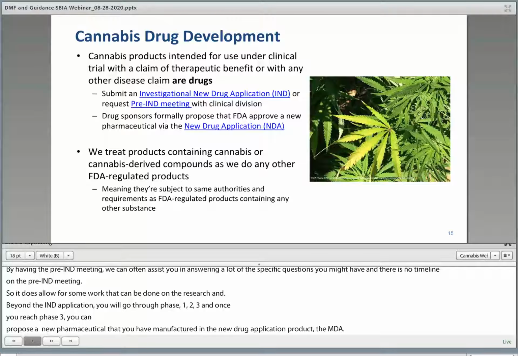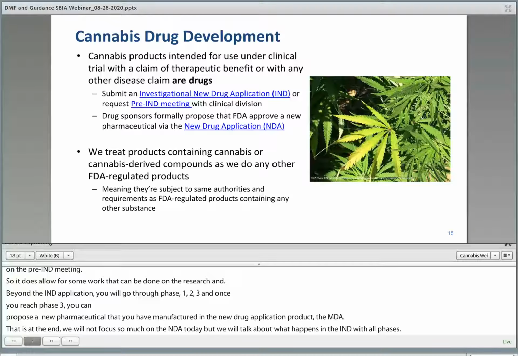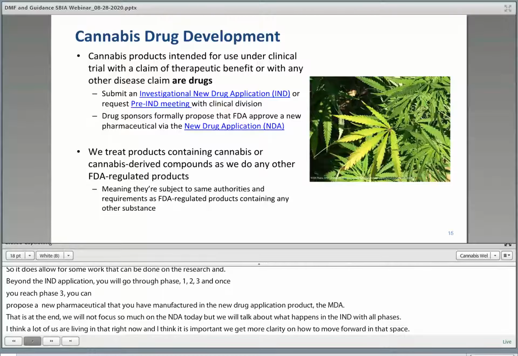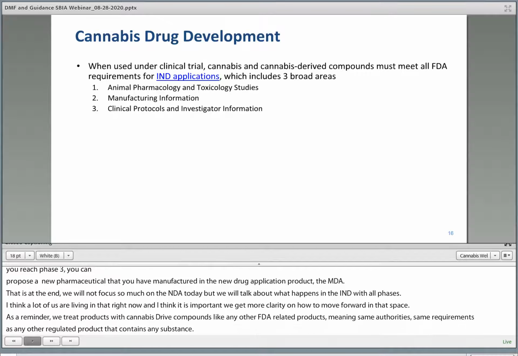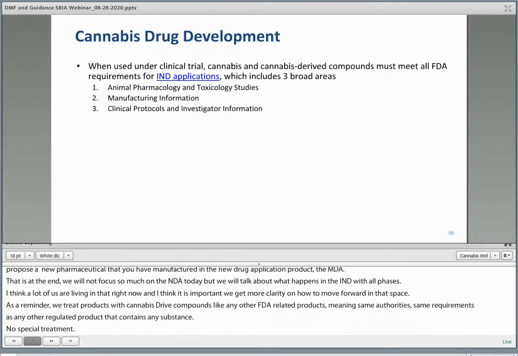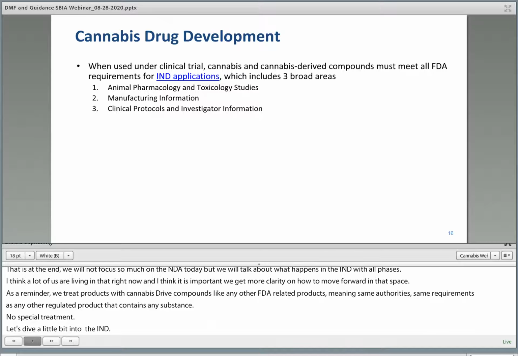So as a reminder, we treat products with cannabis-derived compounds as we do any other FDA-regulated product. Means same authorities, same requirements as any other FDA-regulated product that contains any other substance. So no special treatment. So let's dive a little bit into the IND. So when you're using a cannabis or cannabis-derived compound under clinical trial, you still must meet all of the FDA requirements for IND applications. This is a very long list, so if you click that link on IND applications, you can get all the specific details.